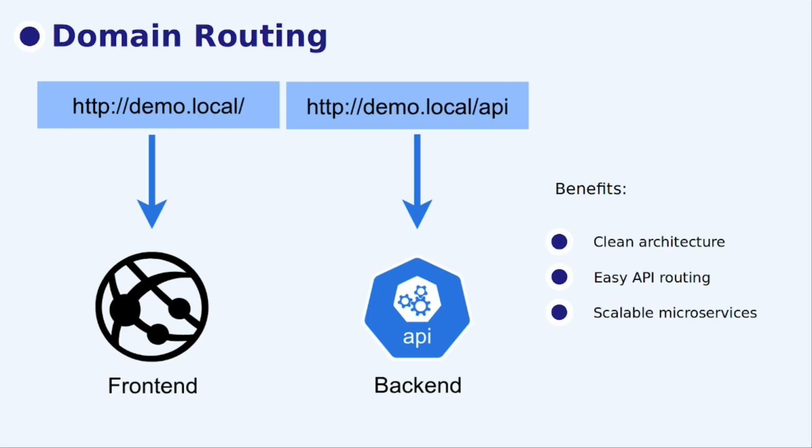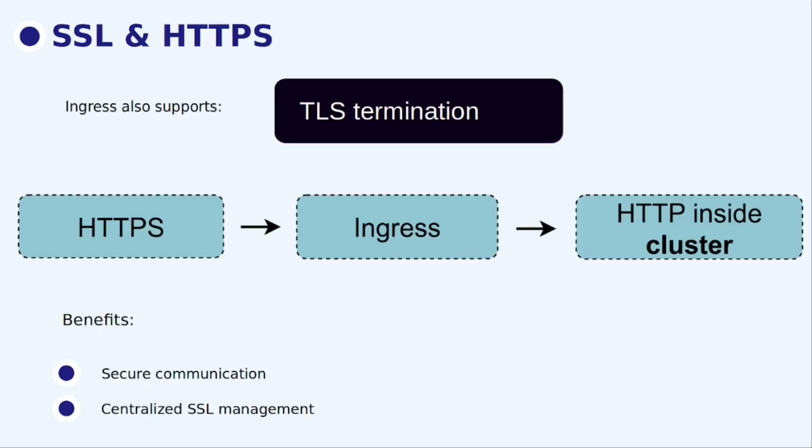Domain routing. One of the most powerful features of Ingress is path-based routing. Instead of running a separate load balancer for each service, we can route requests based on URL paths. This allows multiple services to share the same domain name. It also creates a much cleaner architecture for APIs and web applications. As a system grows, this type of routing becomes essential.